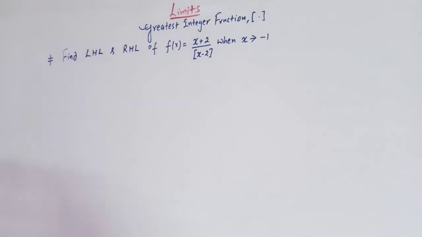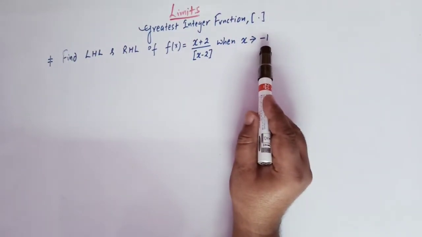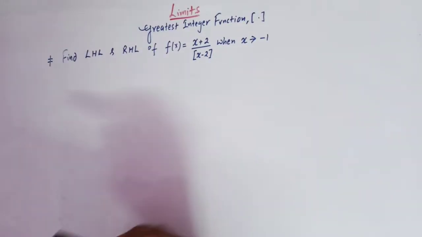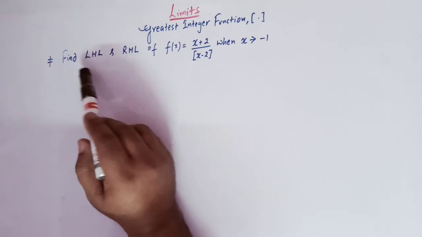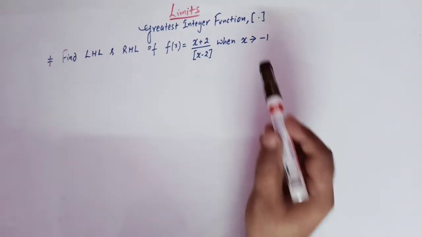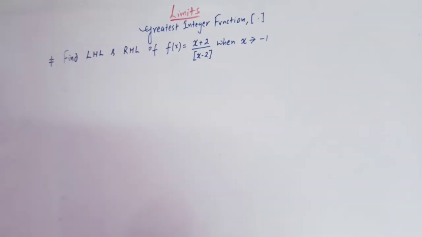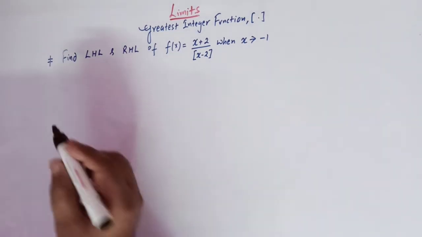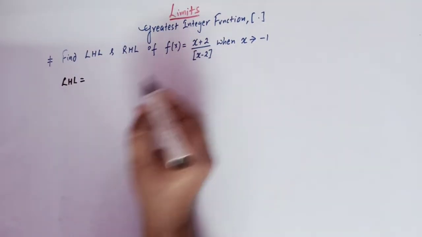So here we'll test whether the limit of this function when x tends to minus 1 exists or not. For this we have to separately calculate the left hand limit and the right hand limit of this function when x tends to minus 1. So let us start. Let us first calculate the left hand limit of this function.